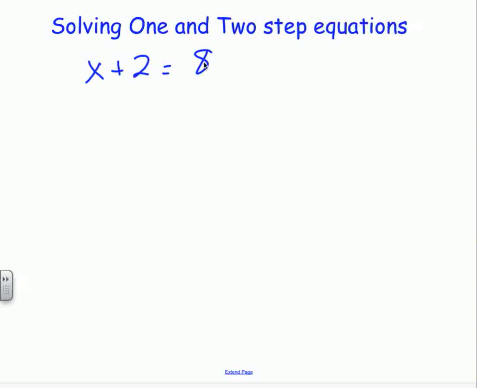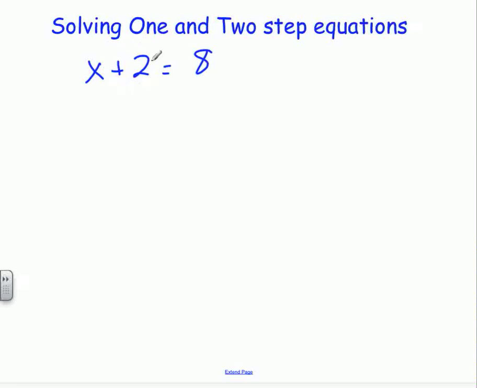And while that's true, and while you can solve this type of equation this way, I want to go through the process of how to solve it so that when they get more complicated and you can't do it in your head, you know what the steps are in order to solve these problems. So the first thing we want to do is get x by itself, but we have this plus 2 over here. We need to get rid of plus 2.